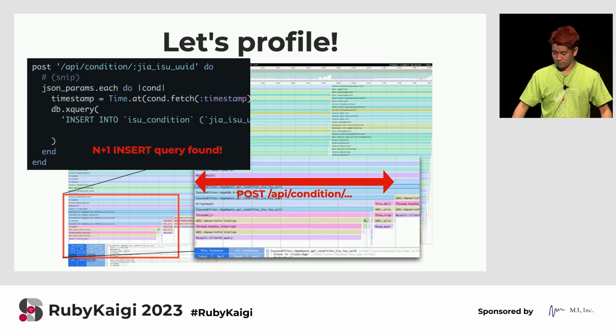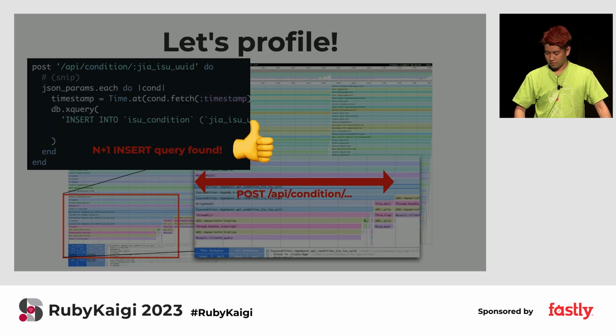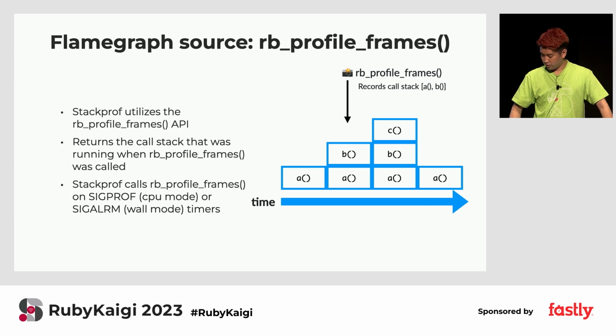Let's see the code. Yeah, we found the n+1 insert query. So this is how we use profilers in the competition. Great. So let's dive into the internals.